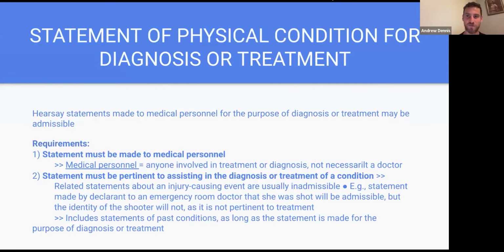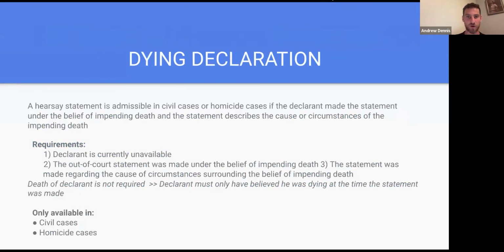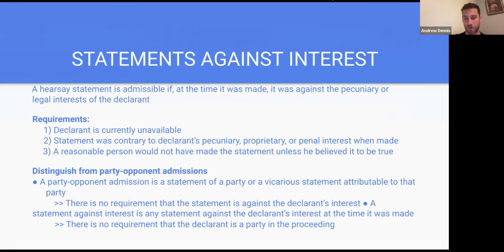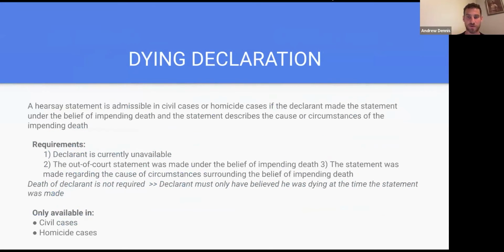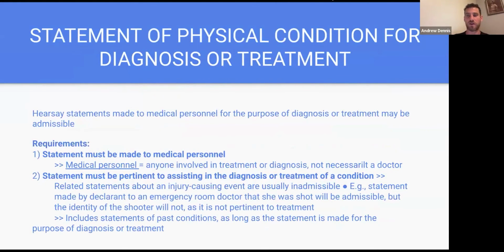Okay, so statement of physical condition for diagnosis or treatment. This is another one, but this one, unavailability is not required. So I went over two where unavailability was required. Remember that. Statement against interest and dying declarations, we need them to be unavailable. This one, they don't have to, they could be available.